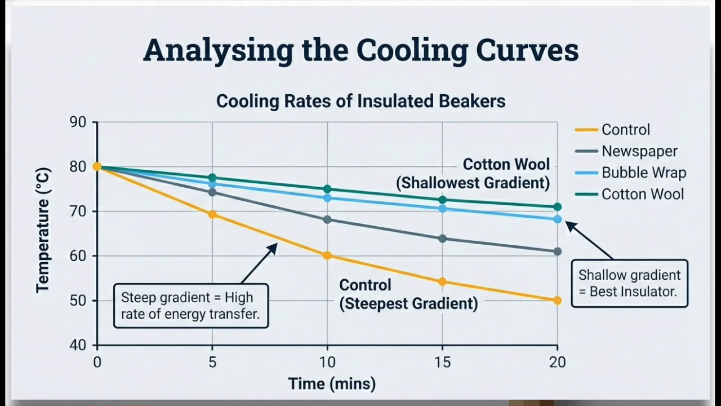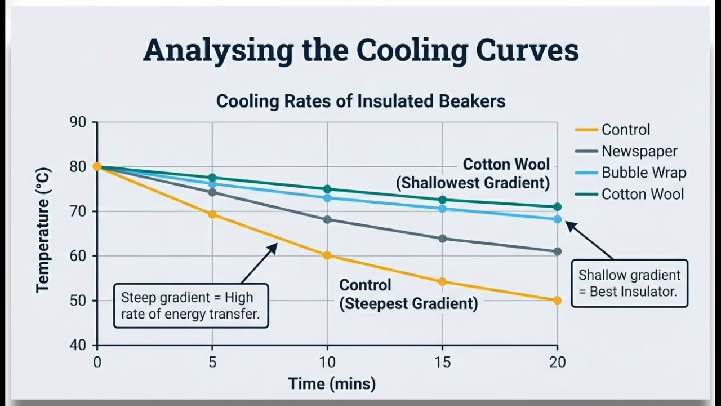But the best way to really see what's happening is to plot your data on a graph. You're going to put temperature on the y-axis, that's the vertical one, and time on the x-axis, the horizontal one. When you plot your points for each material and connect them, you'll get what's called a cooling curve. And this graph, it tells you everything you need to know. The key is the steepness of the line, what we call the gradient.